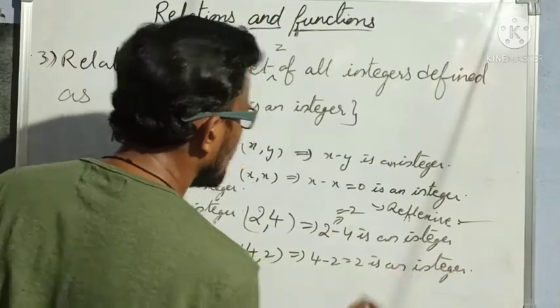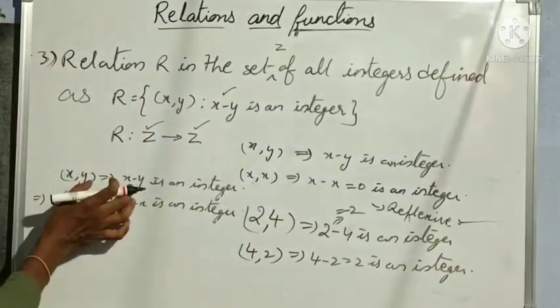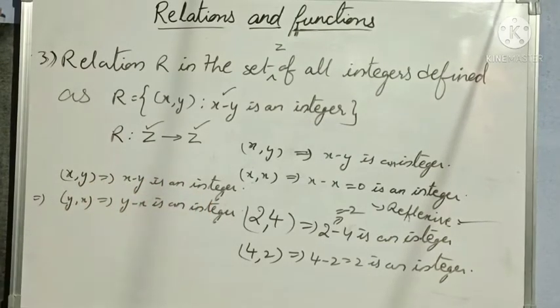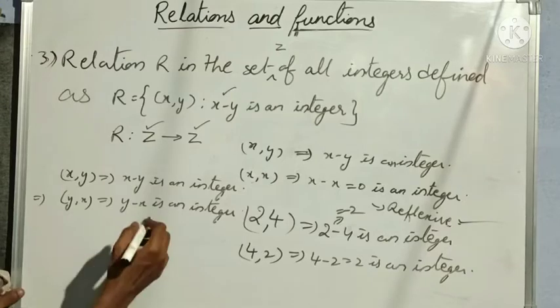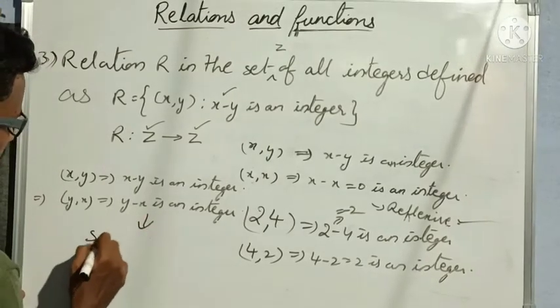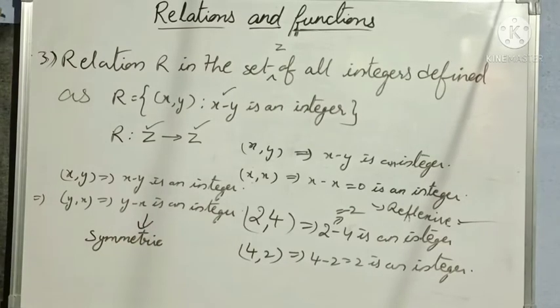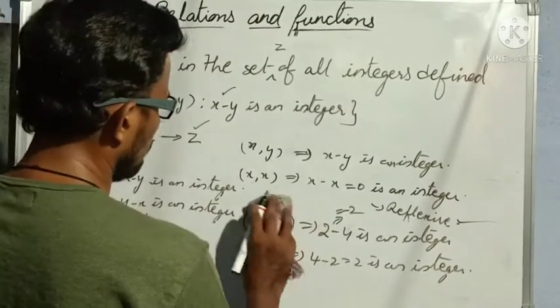Yes. Similarly, whatever we want we can take. If x comma y such that x minus y is an integer, then y comma x such that y minus x is an integer, also satisfied. So this relation is symmetric. Yes. Now let us see transitive.